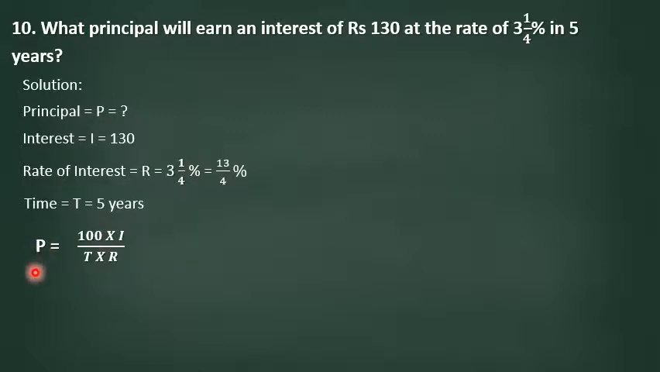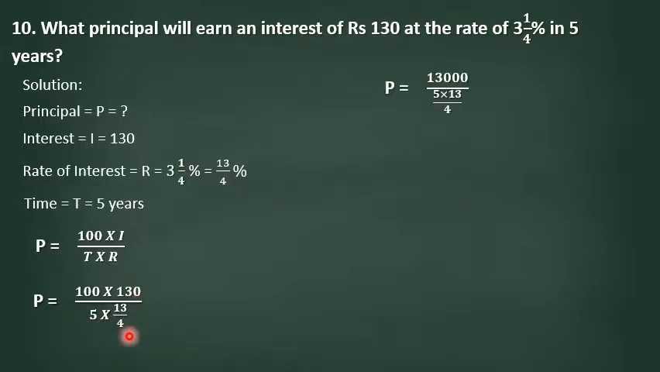Now students, P will be equal to 100 multiplied by I divided by T multiplied by R. So we are going to put the values of I, T and R. So we get 100 multiplied by 130 divided by 5 multiplied by 13/4. So it will be equal to 100 multiplied by 130, it will be equal to 13,000, divided by 5 multiplied by 13 divided by 4. So students, 13,000 divided by 5 multiplied by 13, it will be equal to 65 divided by 4.